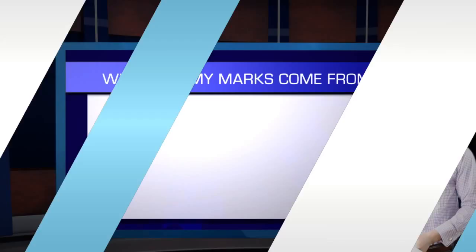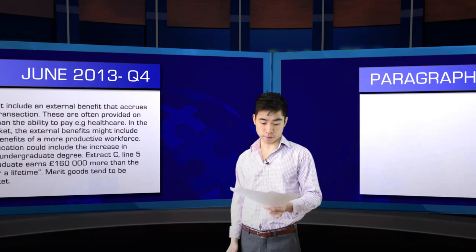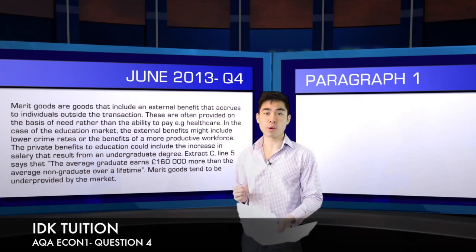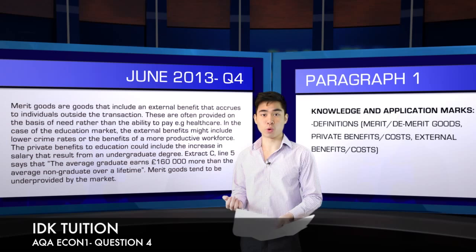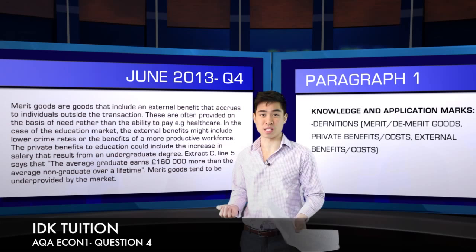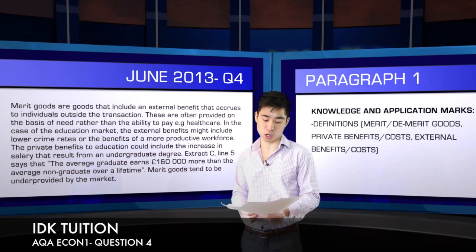So let's take a look at question four, June 2013. A question on education. And remember, earlier on in the video, I spoke about how important it is to make sure you're choosing the question on merit goods, demerit goods. The reason for this is that paragraph one is going to be the paragraph where you're hitting your knowledge and your application marks. And in terms of doing that, definitions are a very easy way to signpost to the examiner you know what you're talking about. You actually understand the content in unit one.